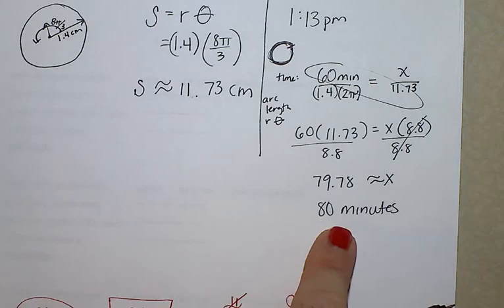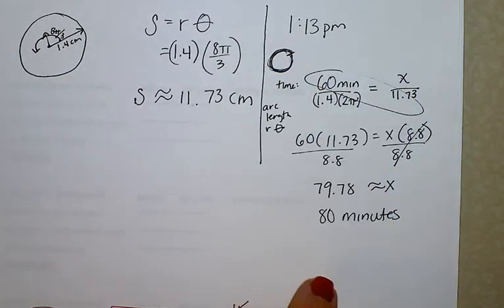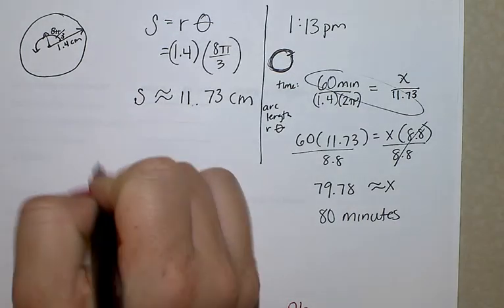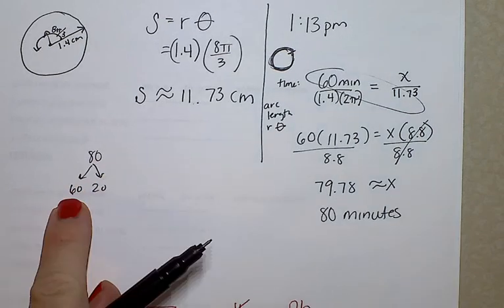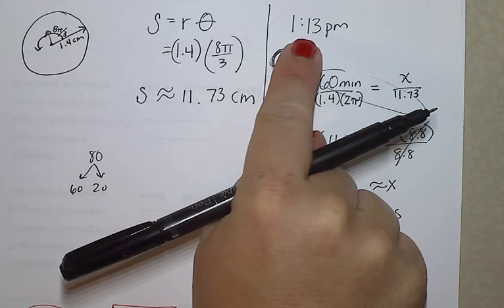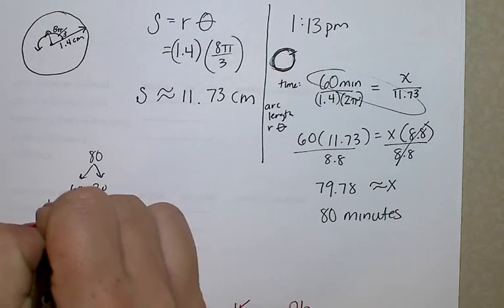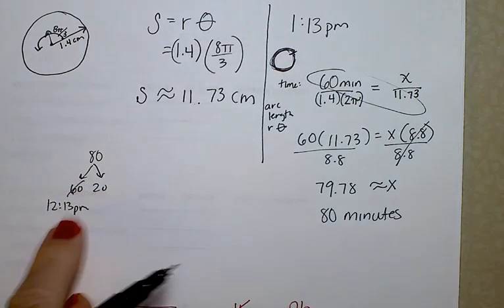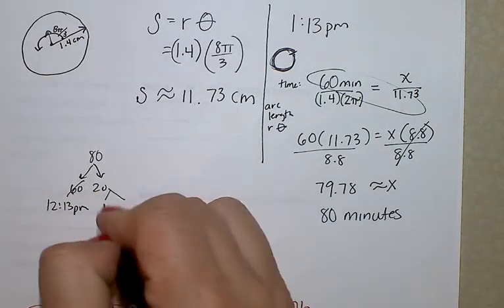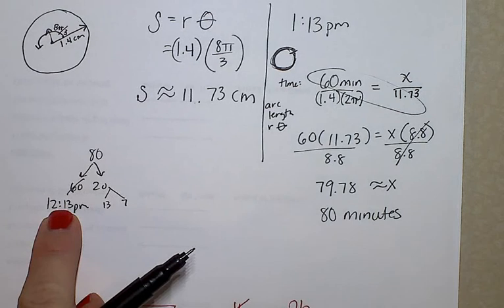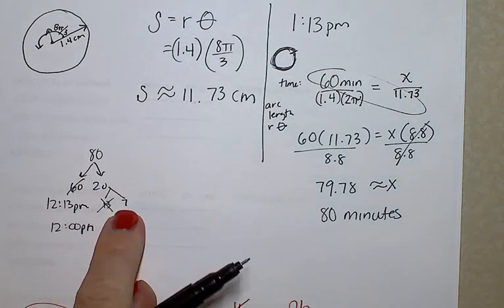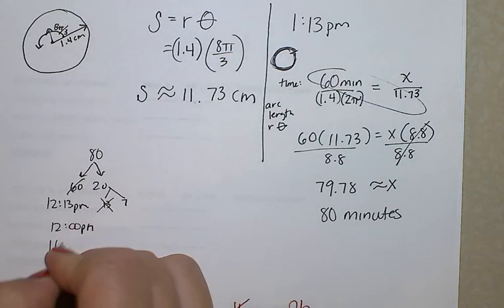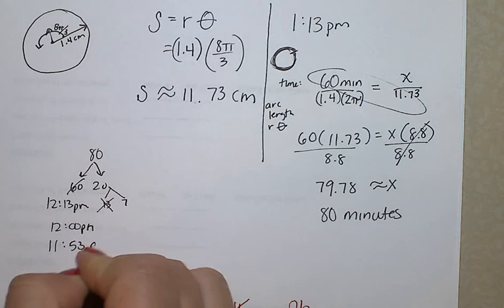Okay, 80 minutes. So it's 1:13. How do I go backwards 80 minutes? And you can have multiple ways to do this. Here's one way to do it. I'm going to split 80 up into 60 and 20. To go back 1 hour is pretty easy. I was at 1:13. Now I'm at 12:13 p.m. I'm going to split up 20 into 13 and 7. If I go back 13 minutes, I'm down to 12 o'clock p.m. And now if I push back 7 minutes, I'm down to 11:53 a.m.